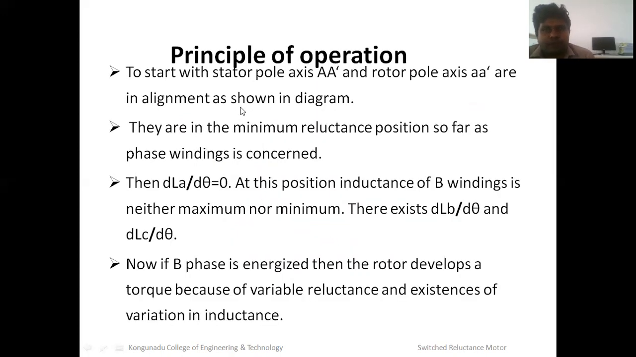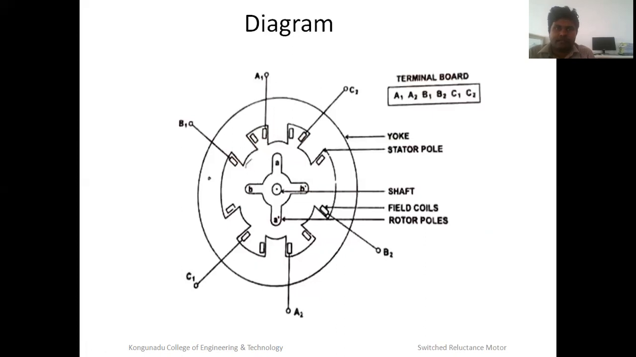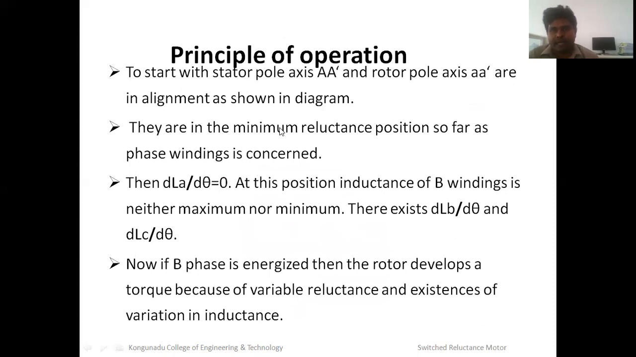Now, the working principle of the switched reluctance motor. The stator pole axis and the rotor pole axis are aligned as shown in the figure. See this diagram. This is the aligned stage. The stator poles and the rotor poles are aligned in the same line, that means vertical. In this condition, the reluctance is minimum, so far as the phase A winding is concerned. So dLA by d theta is 0.